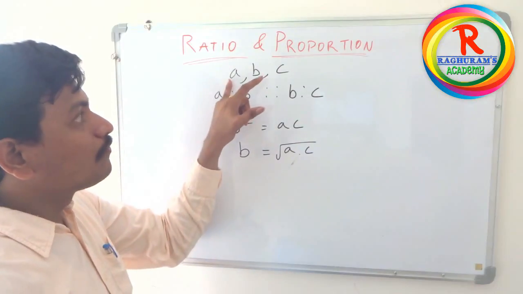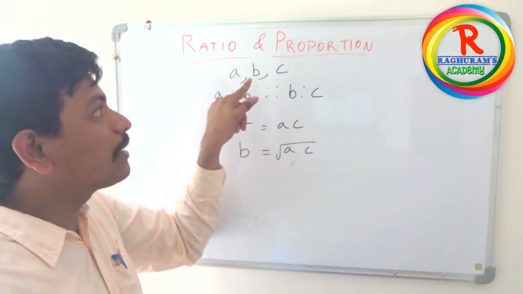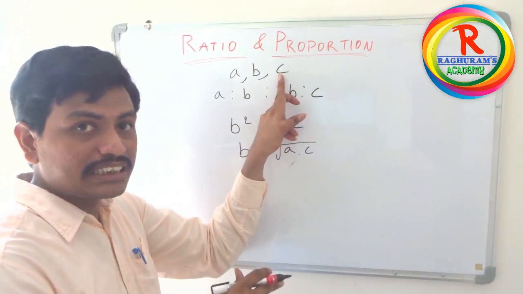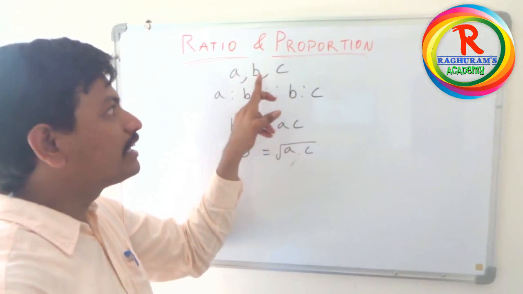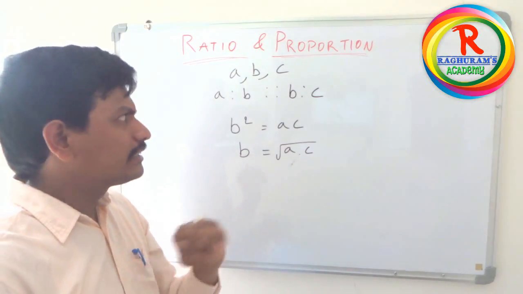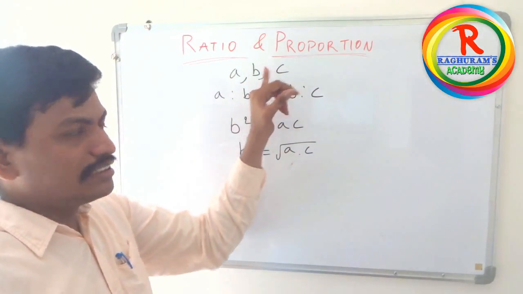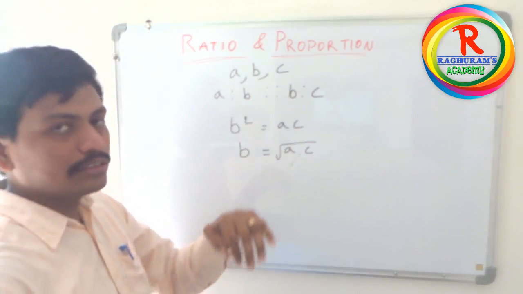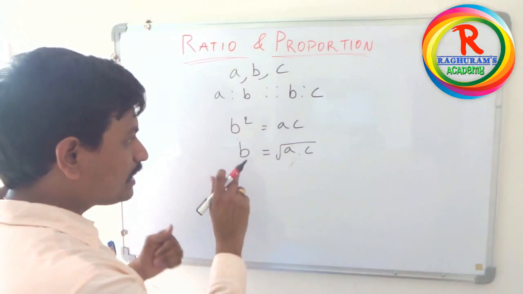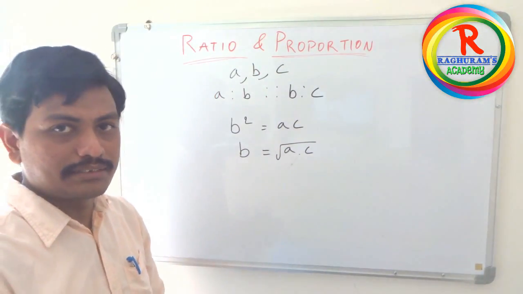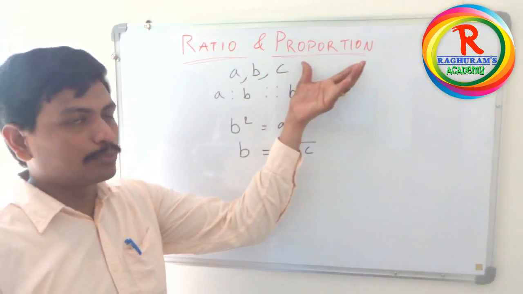They may give you the first and last and ask you to find the mean term. Suppose A, C are the first and third proportions. Find the mean proportion. That means B is equal to the square root of AC. Out of the three, they may give you only two of them and ask you to find the other one. So using this formula, B is equal to the square root of AC, we can find any one of the terms. This is the meaning of proportion.